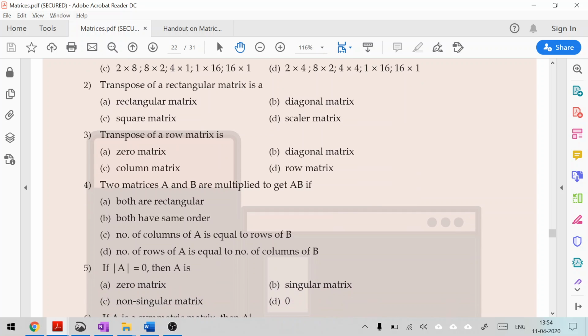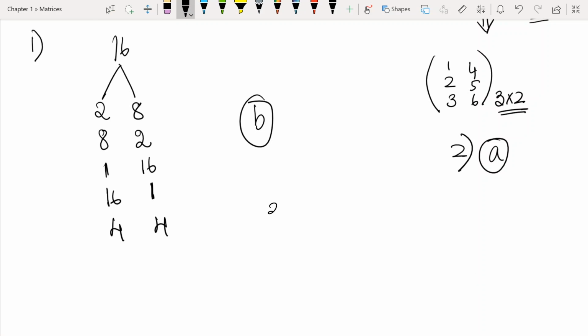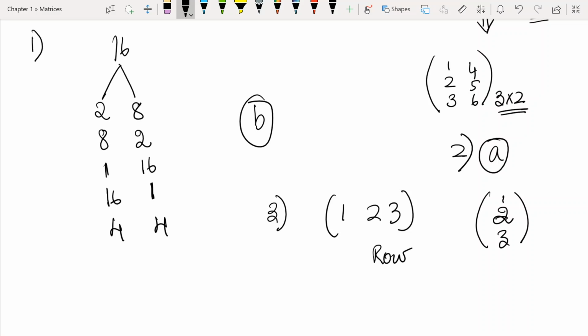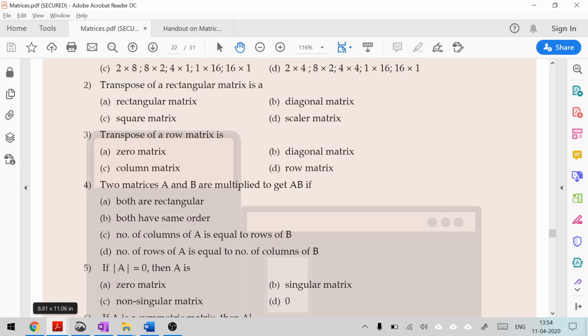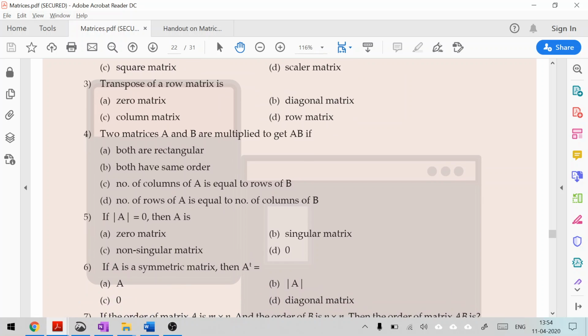Transpose of a row matrix will be a column matrix, because when you have a row matrix, there is just a single row. Okay, third question, there is just one row, 1, 2, 3. When you transpose this, it becomes 1, 2 and 3. So a row matrix becomes a column matrix.